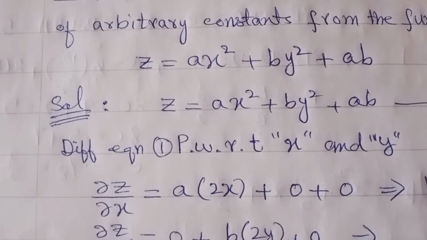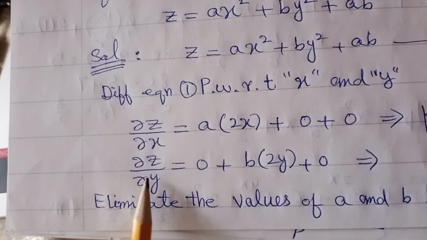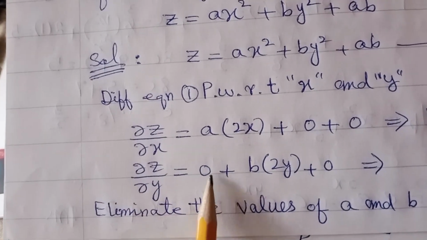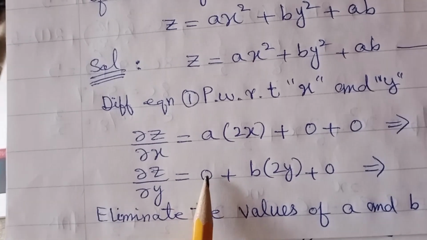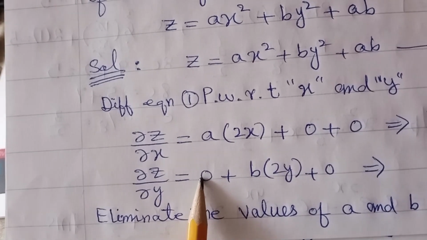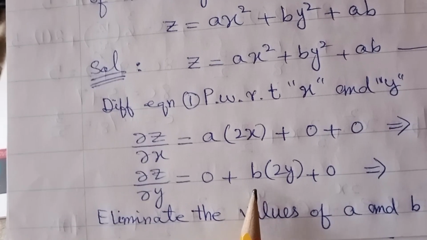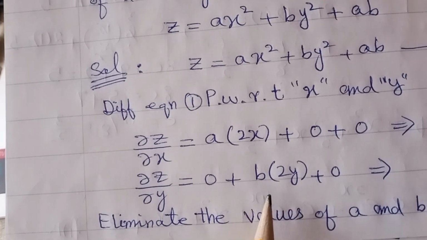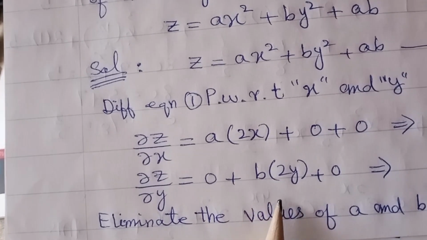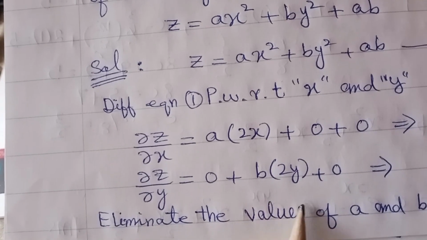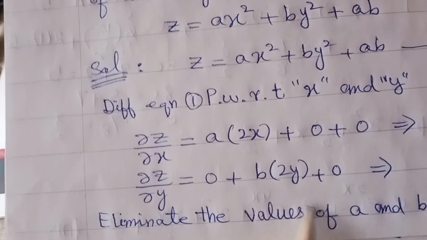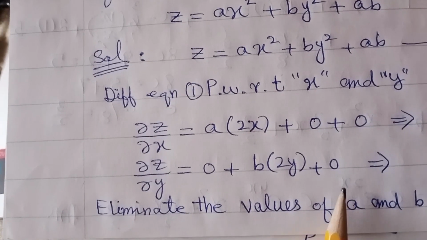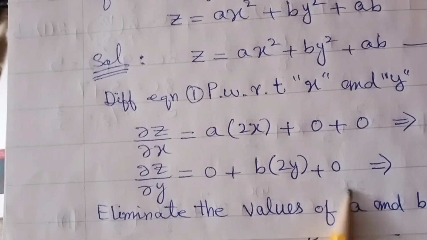Similarly, you will differentiate the function with respect to y, that would be del z upon del y is equal to, now x would be the constant here, so the derivative of the first term a x square would be 0, and we will differentiate only the y squared term. So b is the coefficient and the derivative of y square would be 2y, plus the derivative of a b would be 0 here.